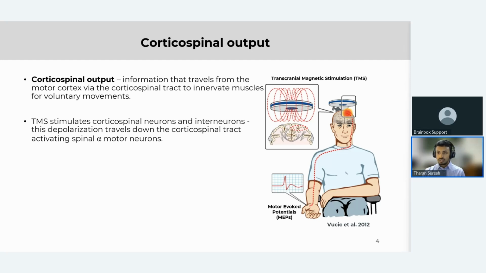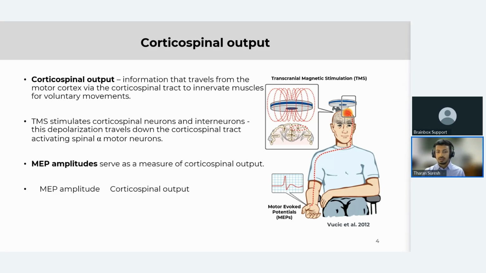Once you stimulate the cortical region around the hand region, you would see what we call a motor evoked potential, an involuntary twitch in the muscle. The amplitude of this MEP is a measure of corticospinal tract output. And a greater MEP amplitude would indicate a greater corticospinal tract output.